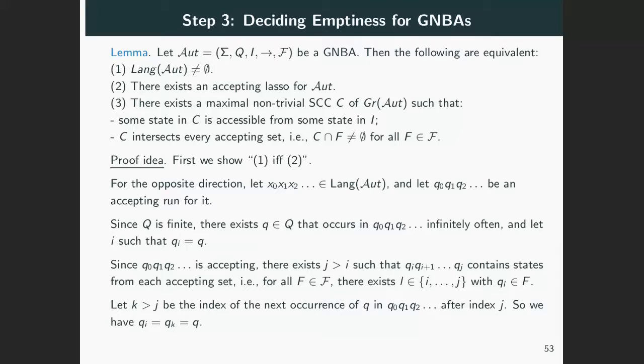And remember that q, which is the same as qj, also occurs infinitely often on the run, which means that we can find a k greater than j, such that q appears on position k as well. So I found a portion of the run, namely that between qi and qk, which on the one hand is a cycle, and on the other hand contains an item from every accepting set. This makes the initial portion, q0, q1 up to qk, an accepting lasso, since q0 is also an initial state. And we are done, since we found an accepting lasso.